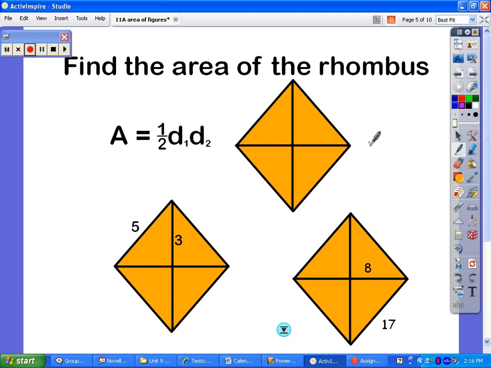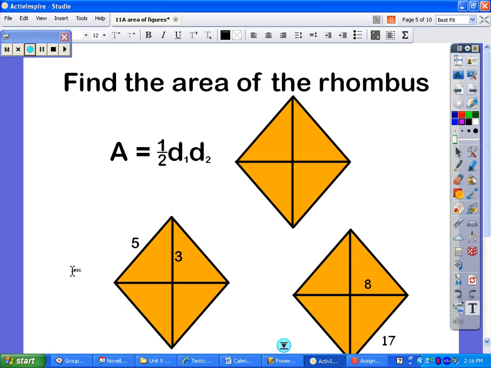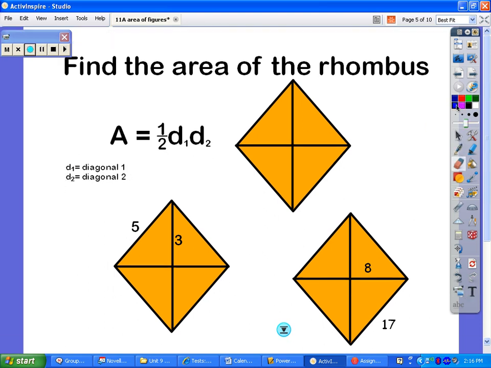And then the area of the rhombus, we learned this formula already, but it's not on the formula sheet, so you need to be careful about that. So D1 stands for diagonal 1, D2 is diagonal 2. It doesn't matter which one you call diagonal 1 or diagonal 2, but make sure you do the whole distance. So this you could say is D1, and then this distance you could say is D2. It doesn't matter which one you call, but make sure you do the entire distance.